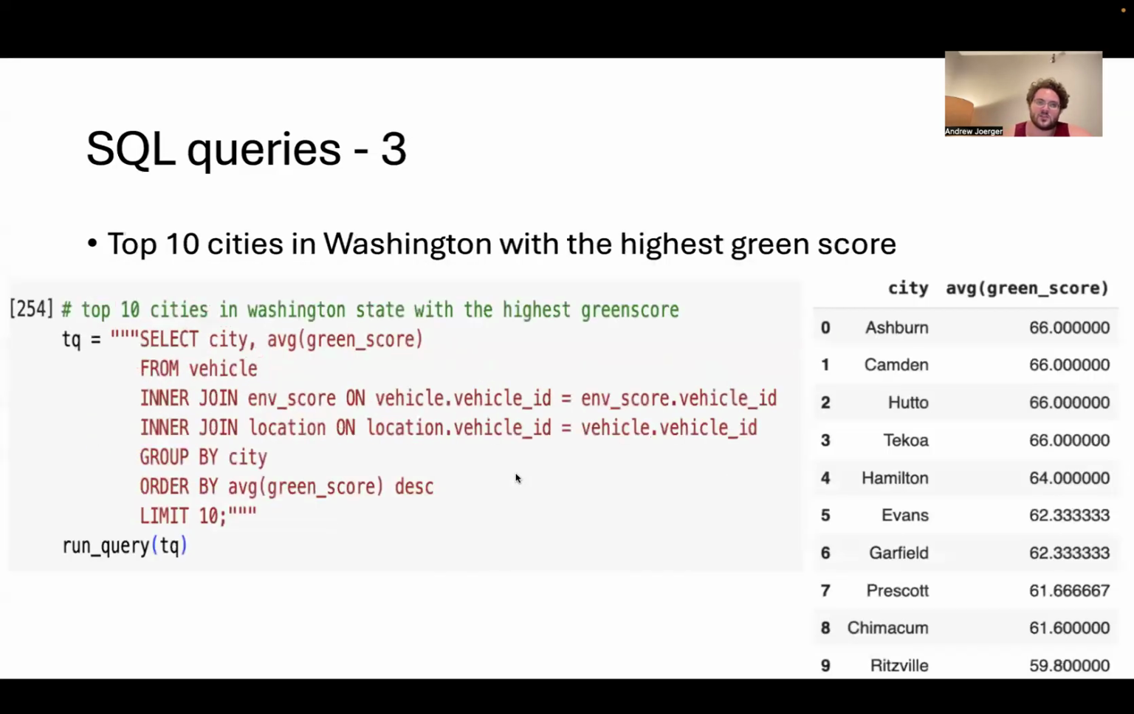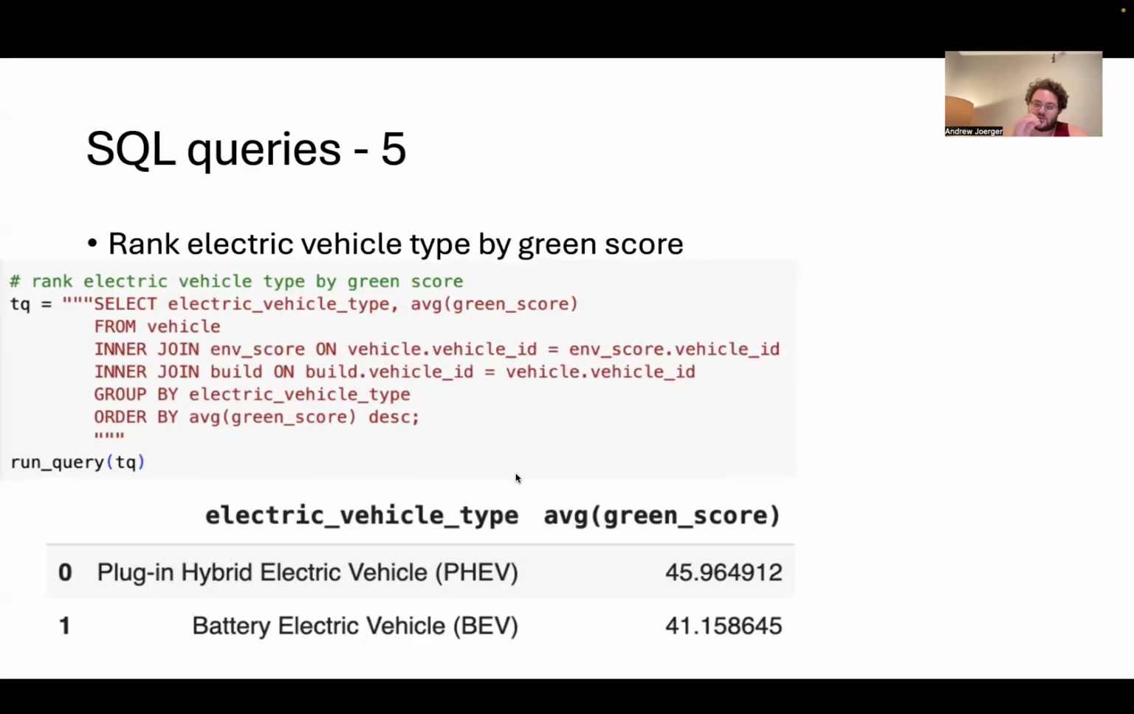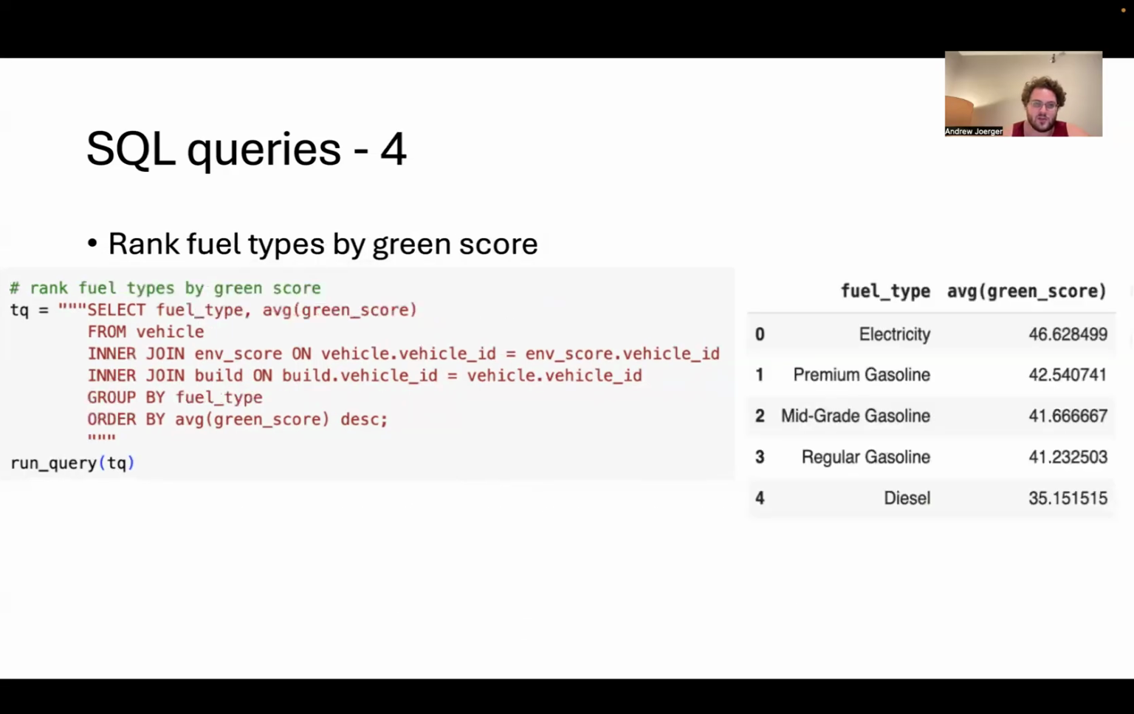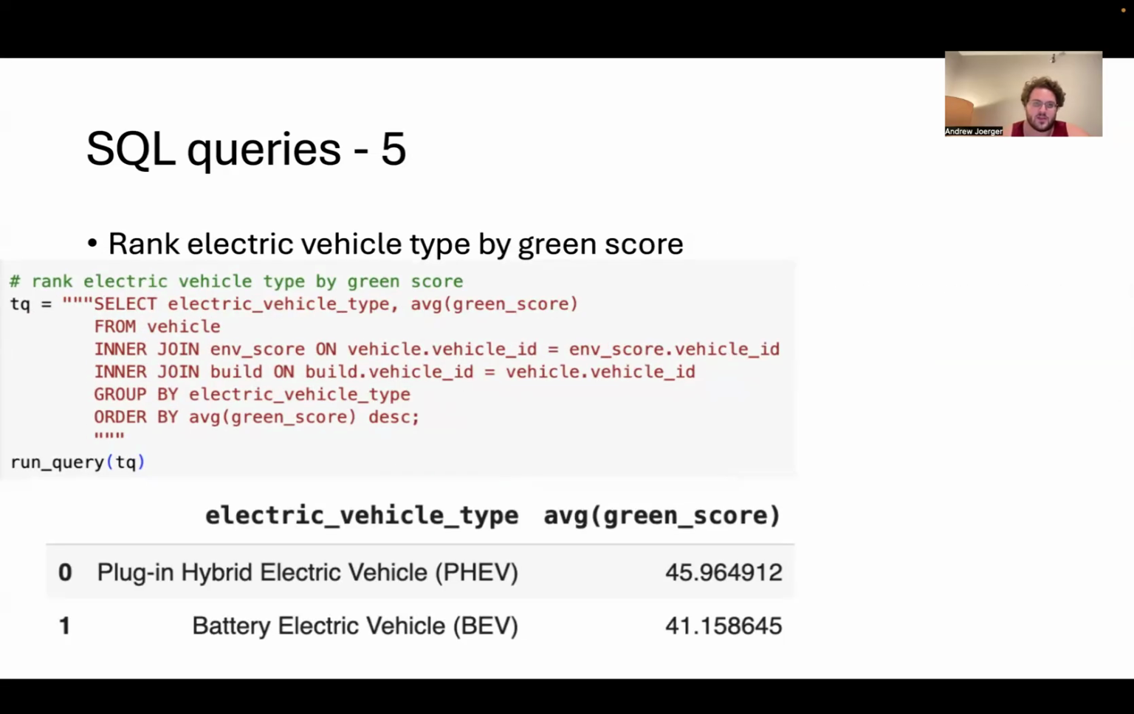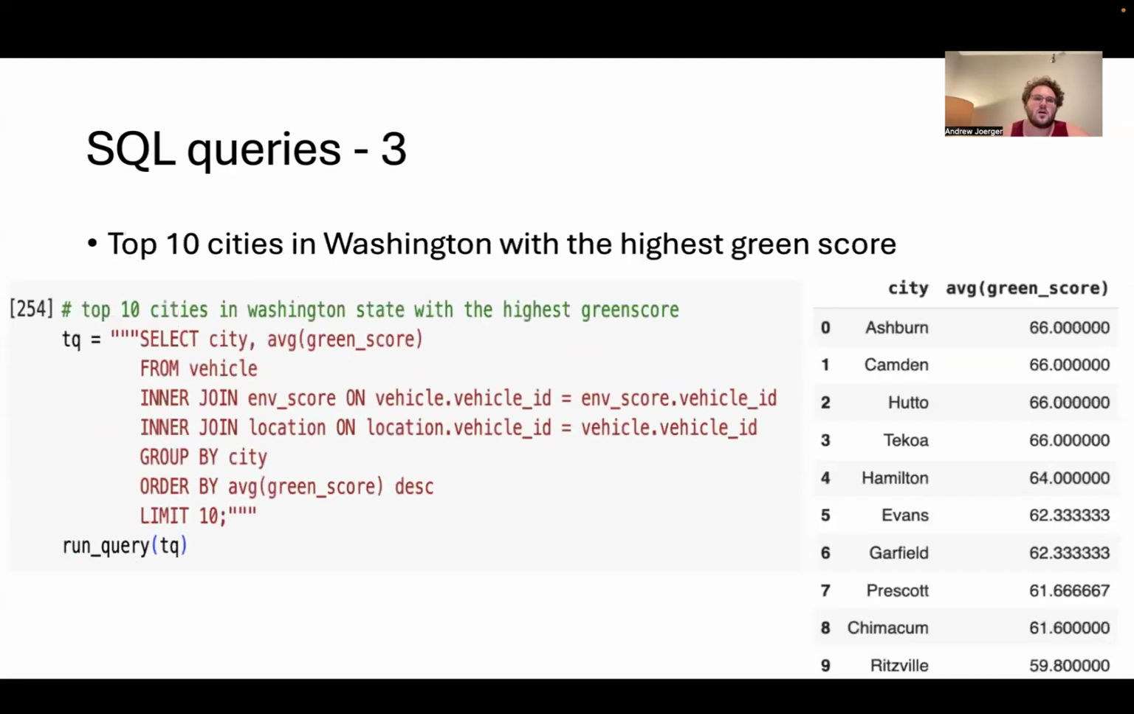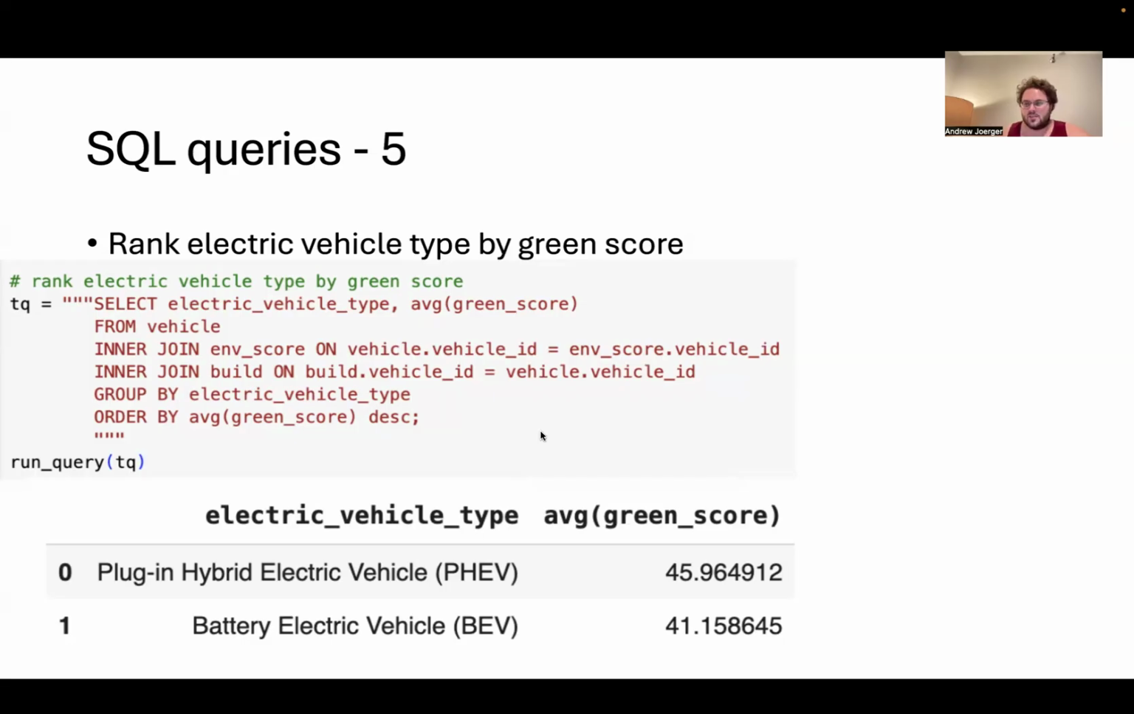Those 5 queries together answer the 5 questions I initially wanted to answer in the beginning: which counties and cities in Washington State were the greenest, which vehicles registered in Washington are the greenest and best for the environment, and what fuel type and electric vehicle type had the highest green score on average. So that concludes my presentation for the final project for CS394. Thank you for listening.